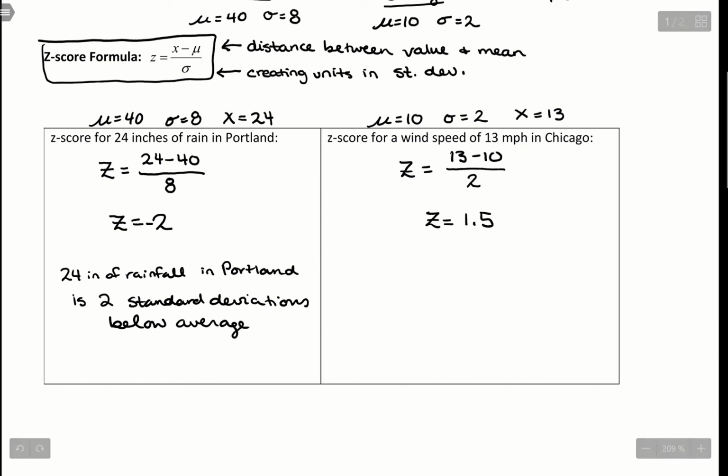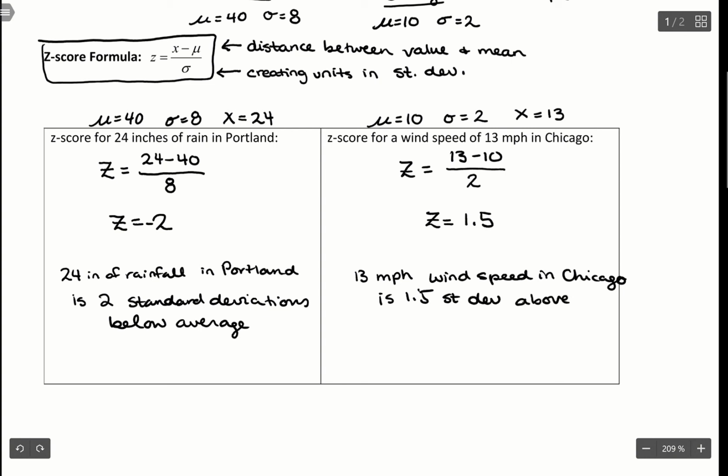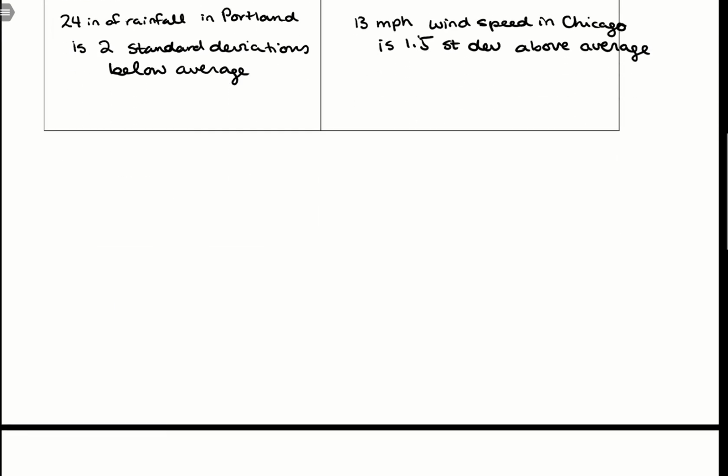And for Chicago wind speed, let's see, that's 13 miles per hour wind speed in Chicago. Is 1.5 standard deviations above average, since it's positive. So what we can do now is compare these two values.